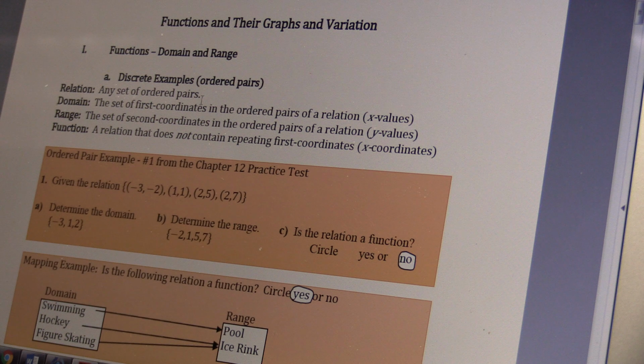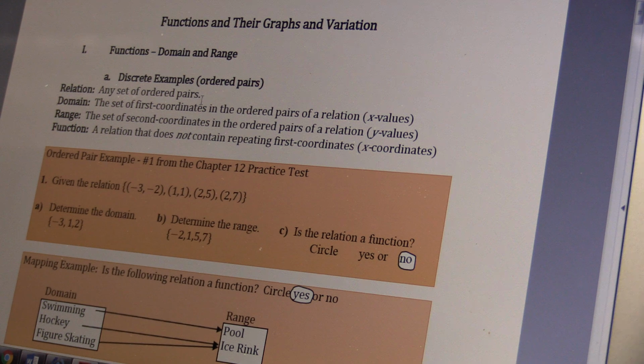And the range would be the set of second coordinates in the ordered pair of a relation, and those are your y values when we're talking the general xy ordered pair. A function is a particular relation in which we do not have repeating first coordinates for all unique ordered pairs. So we do not have any repeating x coordinates.